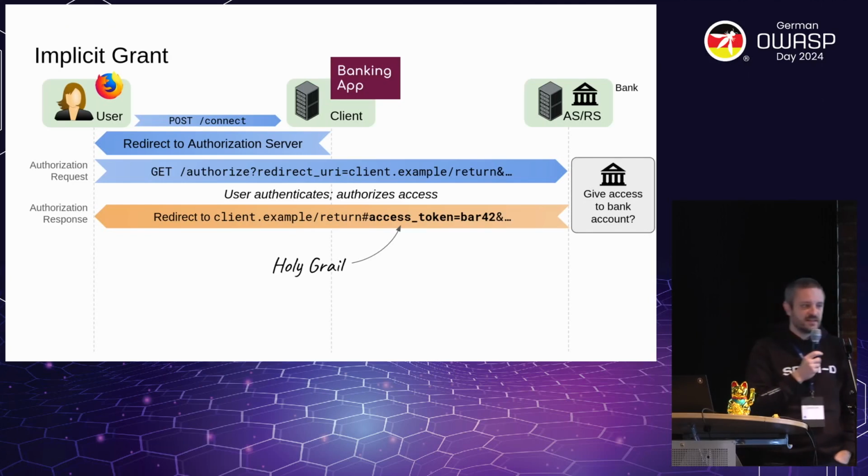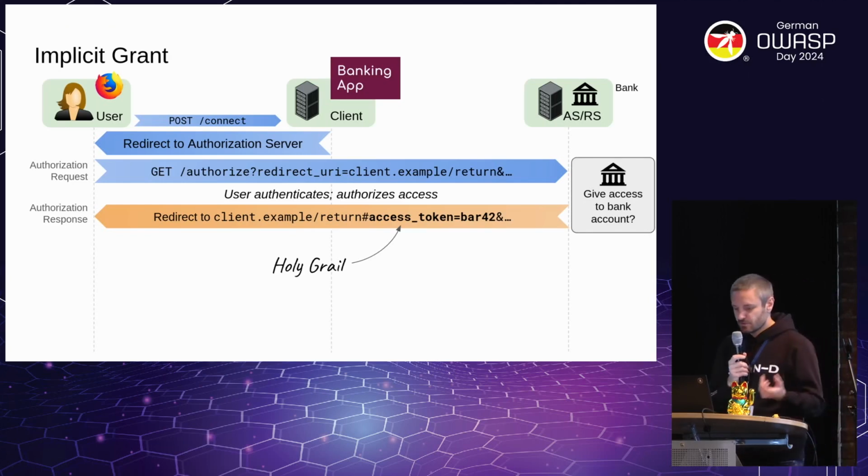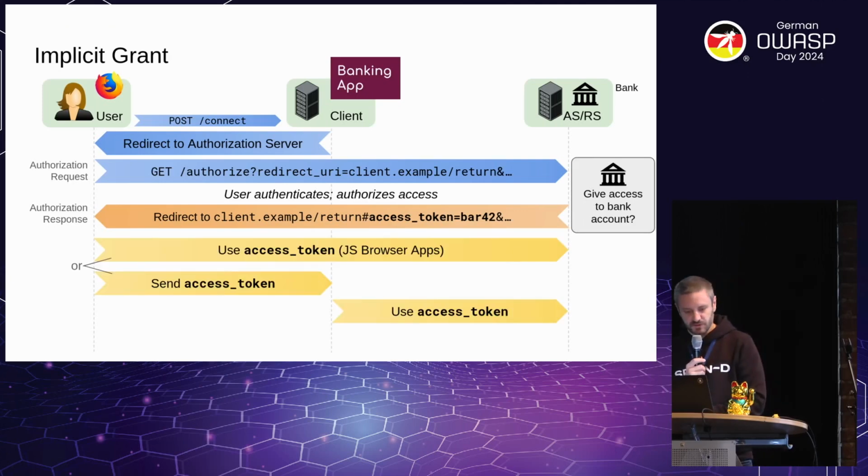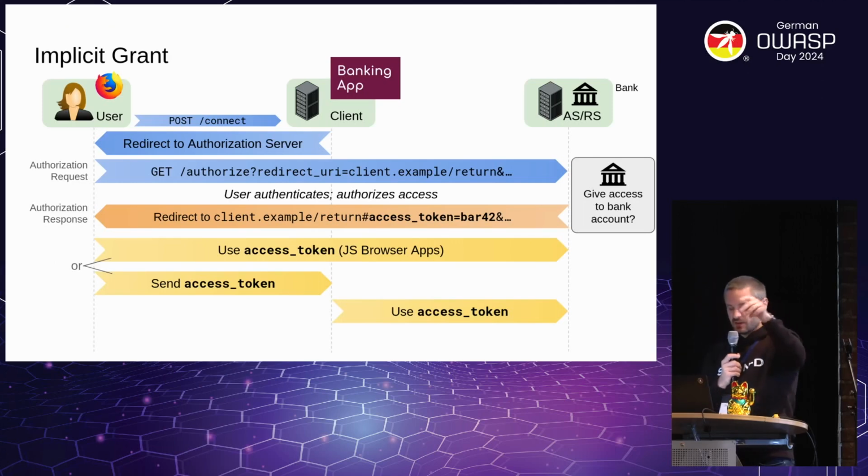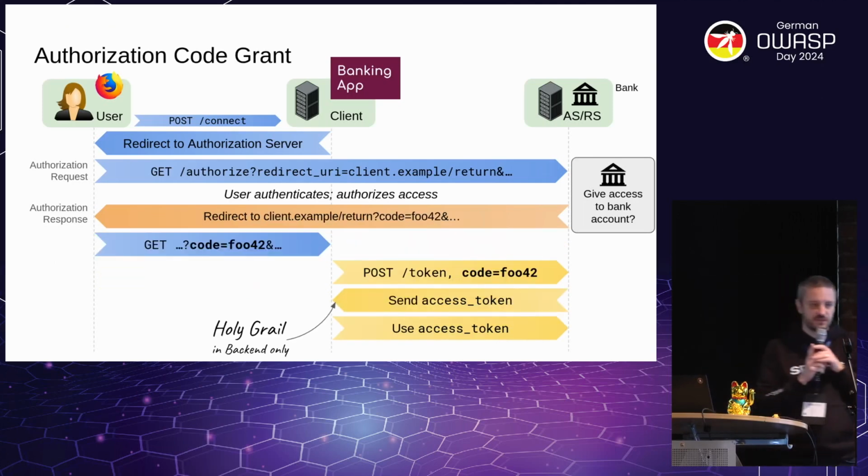And this is why there's also another flow in OAuth. So the access token can then be used to access various resources, right? It can be used directly from your browser if you have a single page application where everything is in the browser, or it can be sent to the backend and then the backend can use the access token. So there's another flow, which is called the authorization code grant.